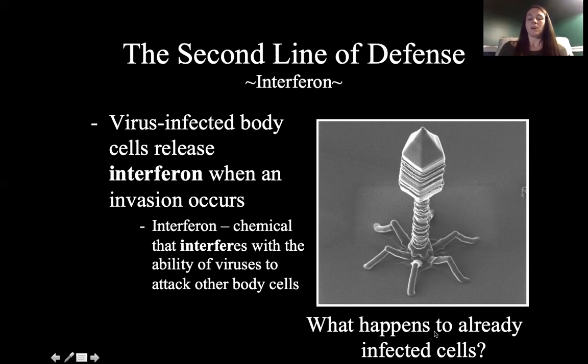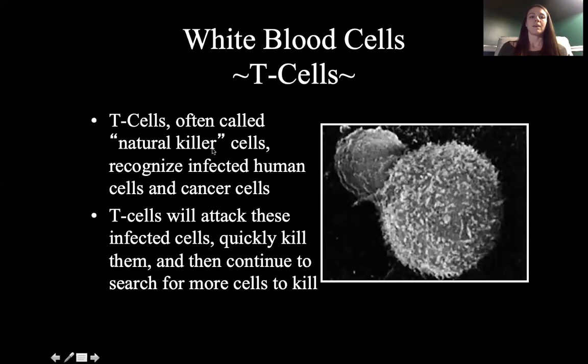What happens to those cells that are already infected? There are other white blood cells called T cells. This is still our second line of defense. These T cells are natural killer cells. So while they go around and kill foreign invaders, they also detect our own body cells that were infected, and they kill those too. They find these infected cells, quickly kill them, and then go search for other cells that might be infected, basically to prevent these virus machines from working.